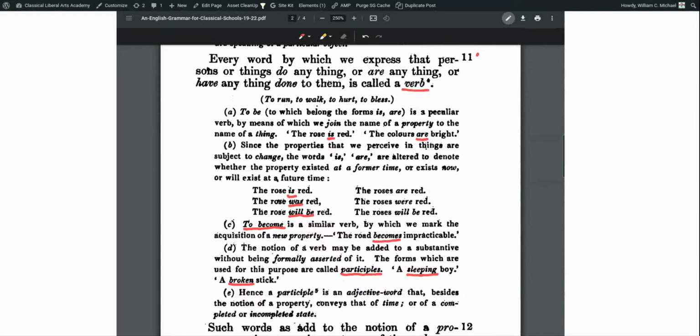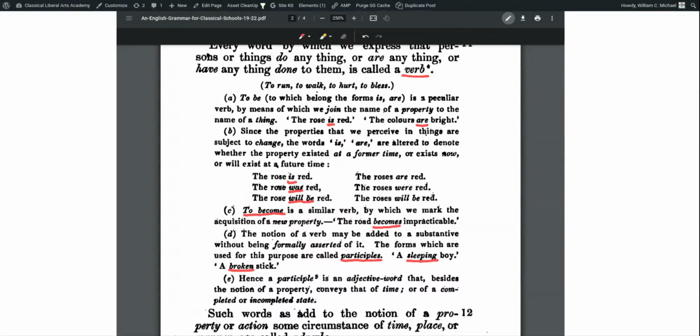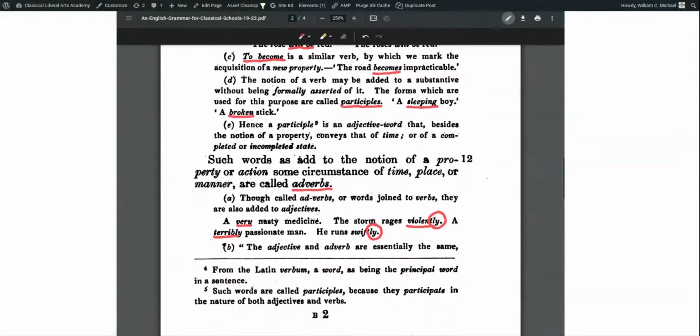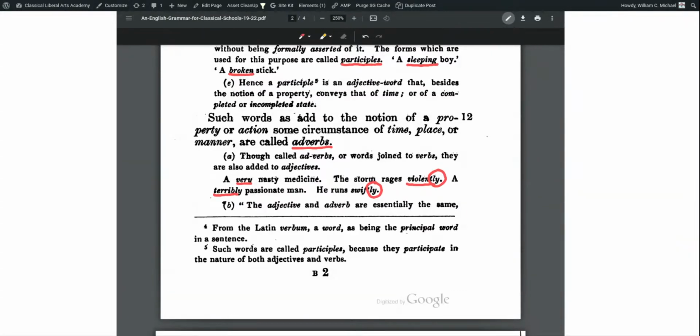And we learned about some different important verbs, and then we learned about participles, and we learned that a participle is a word that participates in both a property, like an adjective, and time, like a verb. We then learned in Rule 12 about adverbs, words that are added to verbs or adjectives to express the time, place, or manner of them. And we looked at some examples of adverbs. And we saw a little hint that this ending ly often marks an adverb.